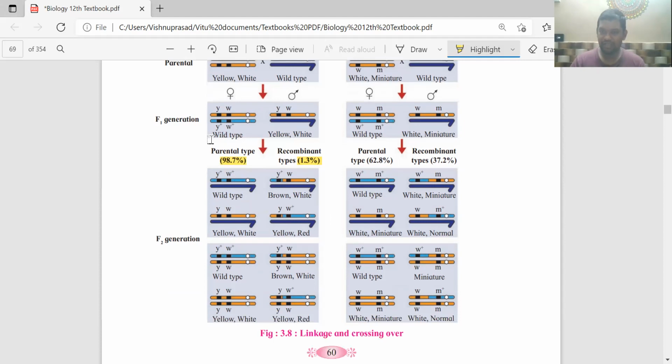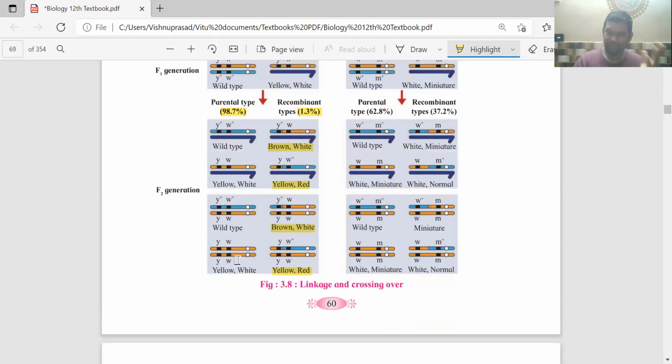Just as Mendel did with the pea plant, the same kind of experiment was done here. When the F1 was selfed, in the F2 generation you are getting a combination of wild and yellow white as one combination, and very few recombinant ones, brown white and yellow red.